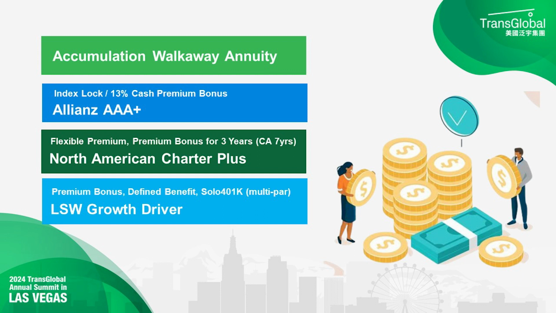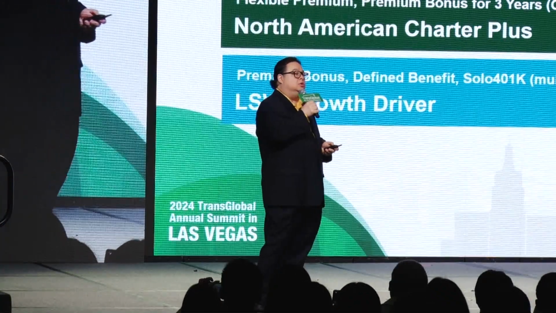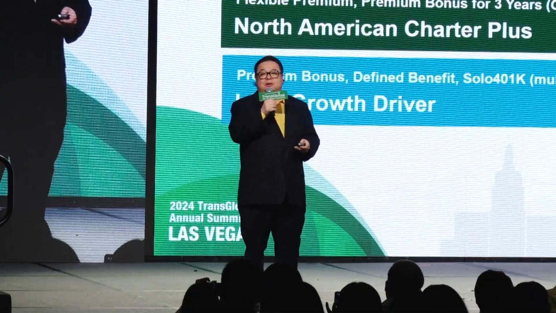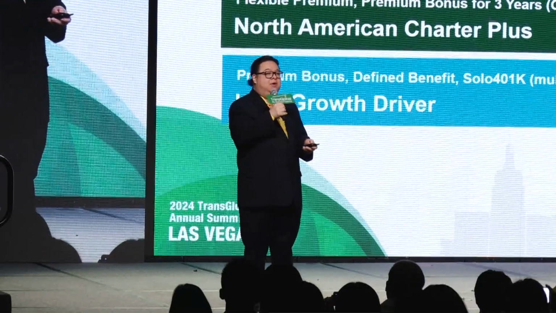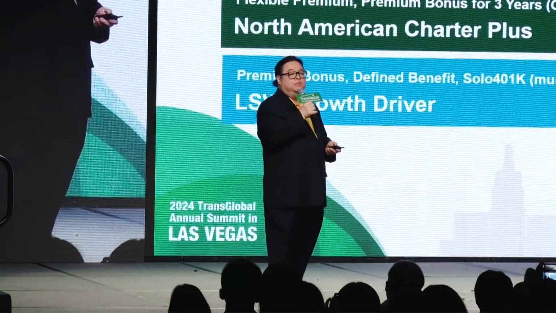The reason being, LSW, which is National Life Group, is also a solo 401k and defined benefit friendly company. But when you want to sell their product in a solo 401k or defined benefit, you cannot add a rider. So if you cannot add a rider, it is better off for the accumulation type of product.